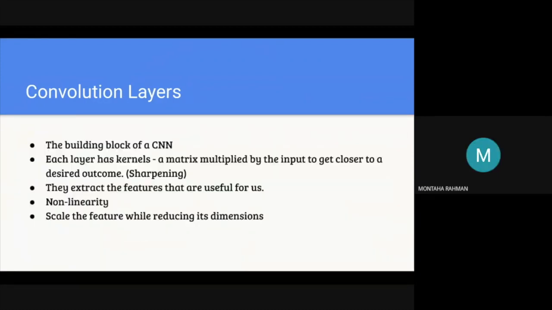Okay, so they already explained what a kernel is. The purpose, the function, is to extract features that are useful to what you're looking for. For example, if you want to sharpen an image that's blurry, features like that. It is used for nonlinearity, like Tadar already explained, and it scales the feature, so it reduces the dimensions of the feature, which will make it easier for translation. Tadar, can you go to the next slide?